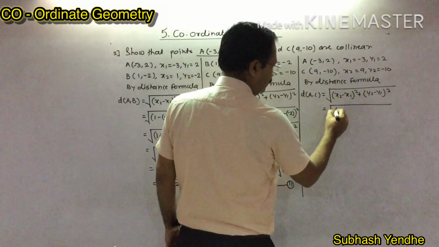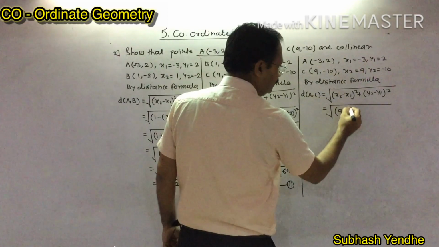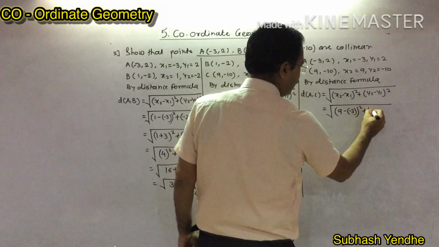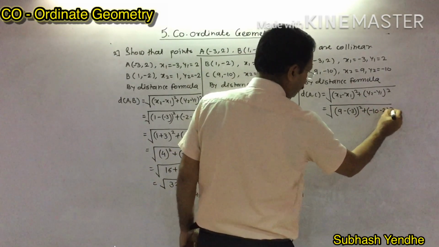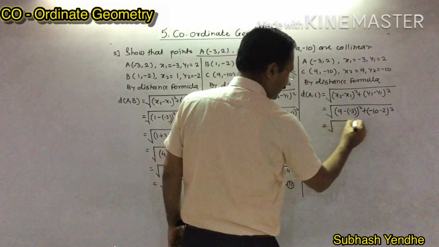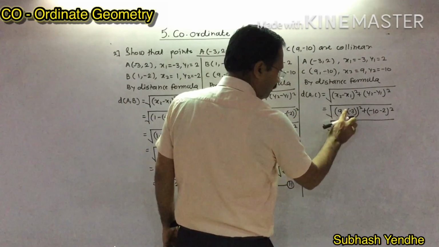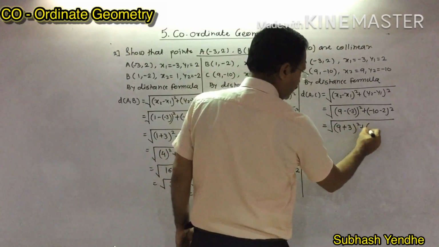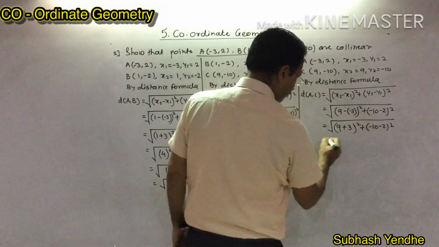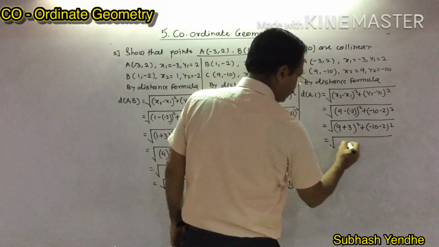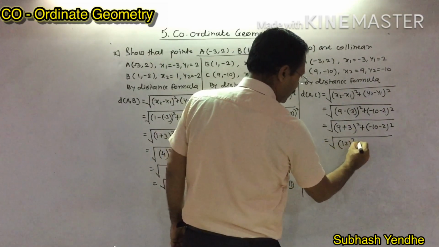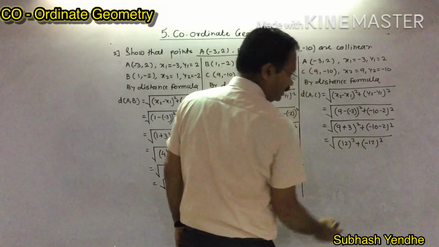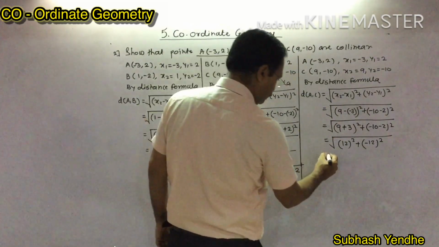Again, x2's value is 9, minus x1's value, which is minus 3, so it should be in a small bracket, plus y2 is minus 10 and y1 is 2. So let's solve the bracket first. 9 minus, then it will be converted into plus, bracket square, and this will remain as it is. So 9 plus 3 is 12. 12 square plus, the signs are the same, so addition, and give the sign of the larger number. So it will be minus 12.